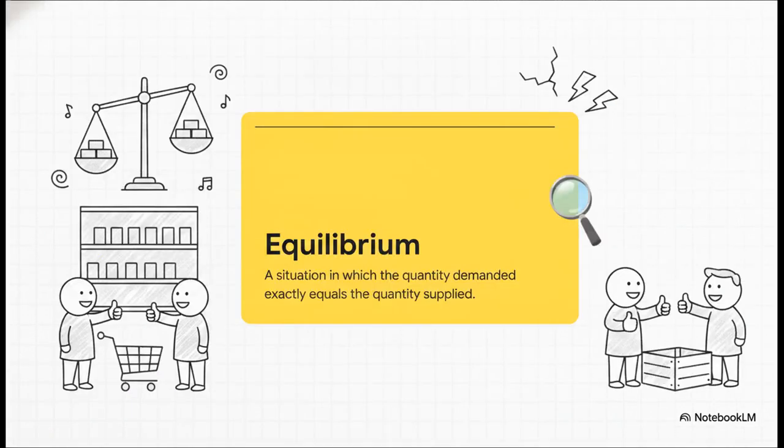Now, before things start shifting and getting crazy, we need to establish our baseline. Markets actually like to sit in this state of calm balance. Economists call this equilibrium. It's basically a situation where the quantity demanded of a commodity exactly equals the quantity supplied, right? So no frustrated buyers who can't find the product, and no stressed out sellers sitting on mountains of unsold inventory. It's just perfect harmony. But as we all know, in the real world, harmony rarely lasts forever.